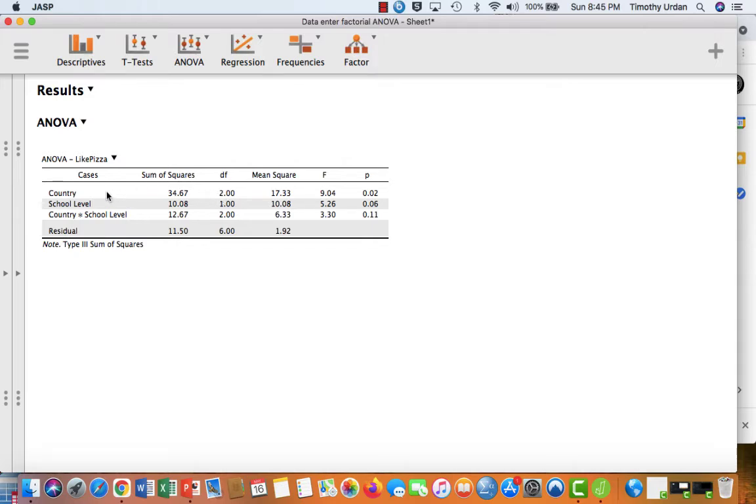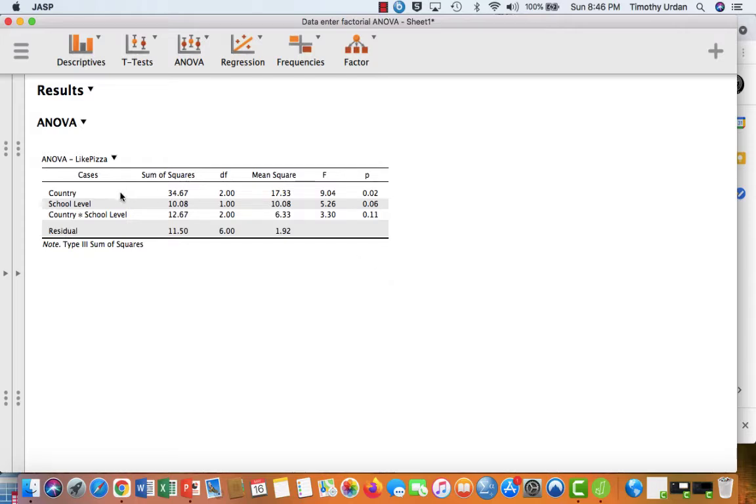Country is an independent variable, statistically significant. School level, another independent variable, not quite statistically significant because it's just a little bit above 0.05. Very close, but not quite. The interaction of country and school level, not statistically significant.